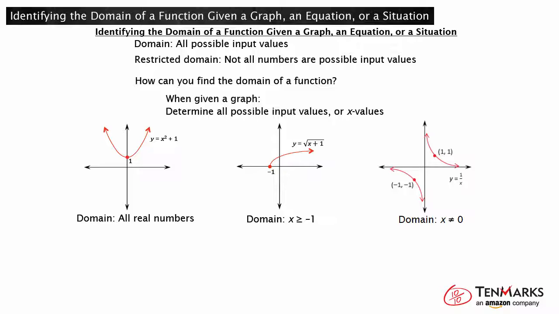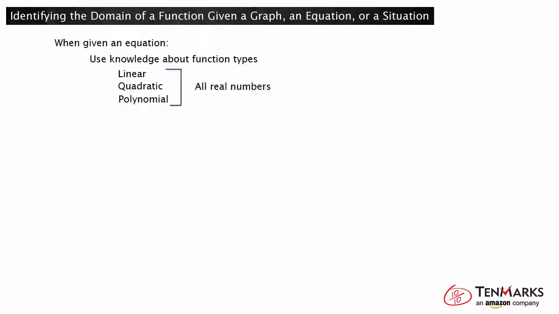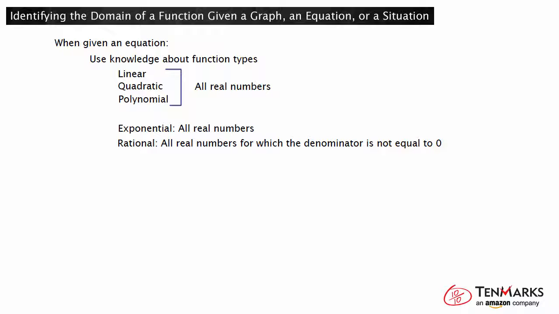When given an equation, use knowledge about function types to determine the domain. All linear, quadratic, and all higher degree polynomial functions have a domain of all real numbers. For exponential functions, the domain is also all real numbers. For rational functions, division by 0 is not allowed, so the domain is all real numbers for which the denominator is not equal to 0.